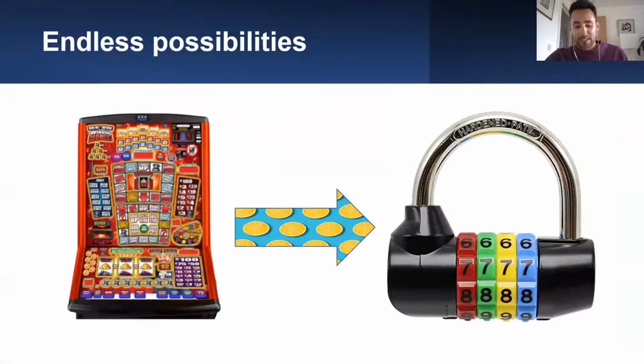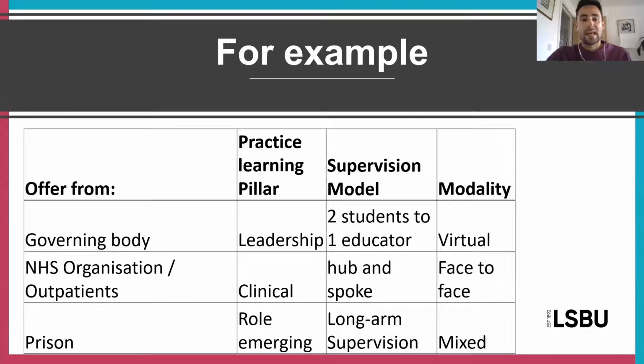So basically what I'm trying to say is that there are endless possibilities out there with regards to practice learning, especially in physiotherapy. So I see it very much like this fruity machine on the left-hand side. So lots of lights and buttons and whistles to press. So we're trying to take all the opportunities that have been made available by HEE, by Twitter, and by various forums, and narrowing that down into a more focused approach, such as this lock here on the right. And that focused approach might look something like this.